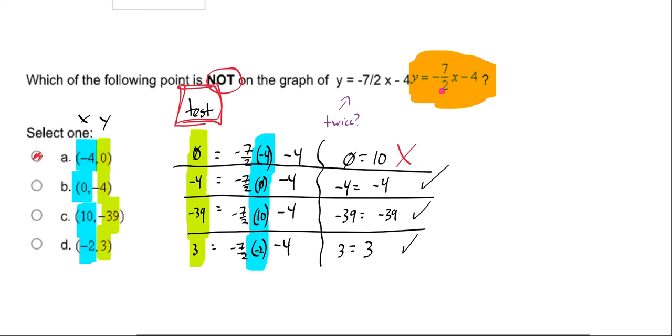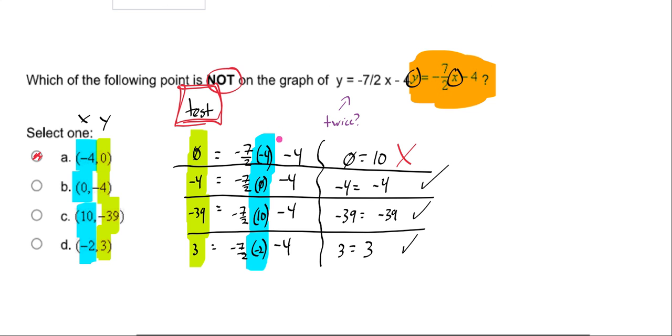y is equal to negative 7/2 x minus 4. We just plug in the values of x and plug in the values of y, see if it works. So the y values, 0, negative 4, negative 39, 3, we just leave them in the y spot. And the x values, we plug into the x spot. I tried to color code it here for you.